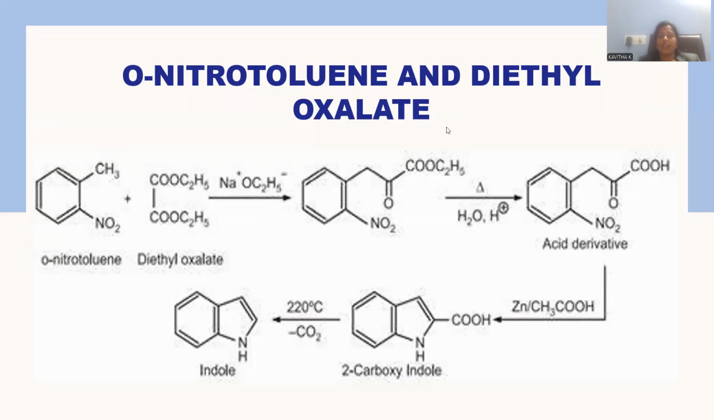Orthonitrotoluene and diethyl oxalate, right? So orthonitrotoluene and diethyl oxalate are condensed in the presence of a strong base like sodium ethoxide, giving rise to indole as the final product. In order to achieve this, there are certain steps to be performed.